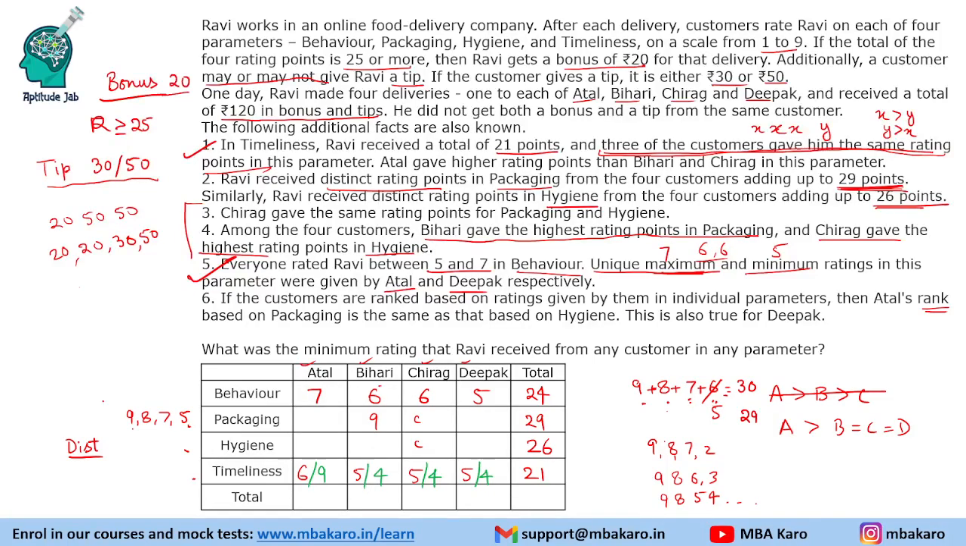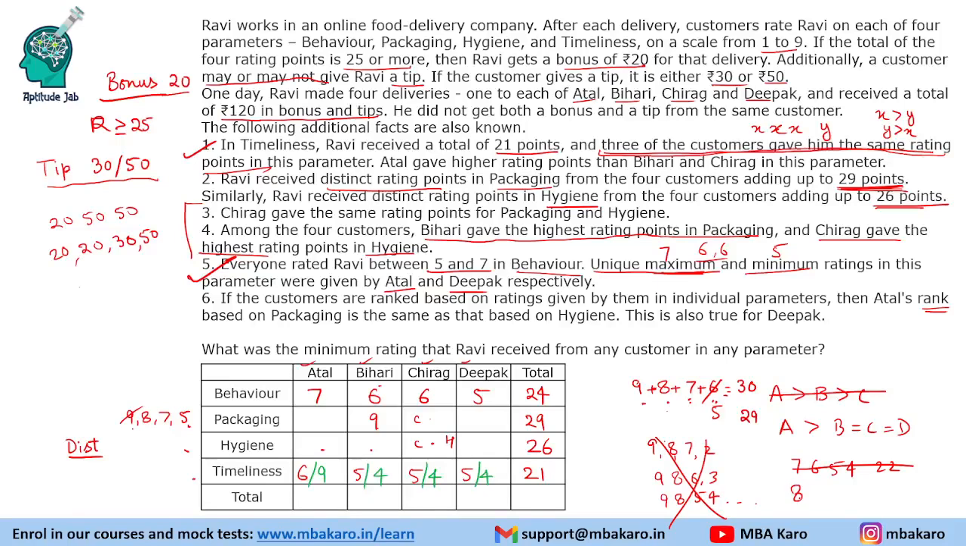Now in hygiene, Chirag is giving the highest. Now, how is it possible to give the highest? See, we are given that in packaging, Bihari is already giving 9, so Chirag cannot give 9. So what cases we were taking here are not possible. Now it has to be less than 9. If you take 7 as the highest and four distinct values, 7 6 5 4 will make 22 only. So that is also not possible. Logically, you can interpret that 7 cannot be the highest.